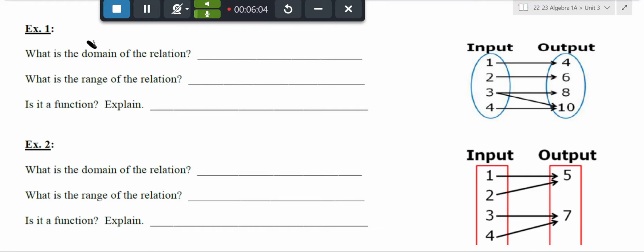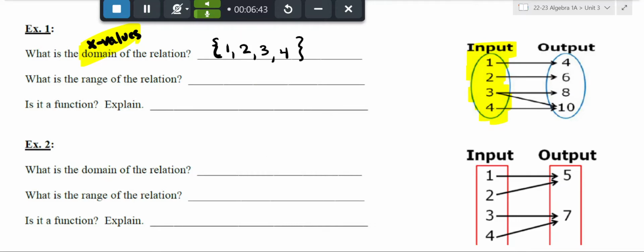All right, what is the domain of this relationship? As I was saying before, domain is your x values. Domain is the x values, okay? And the x values are the input. Since they're individual points, we're going to write them in squiggly brackets. So 1, 2, 3, and 4 are the four elements of this domain, of this set.